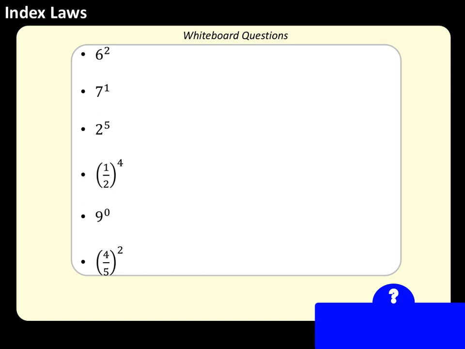So again, have a go at these ones yourself. Take a quick pause of the video and then come back and play to check your answers. Okay, so here we go. Answers are all in. Again, like I said with the reciprocal questions, if you've got any questions about these, get in touch with your teacher.